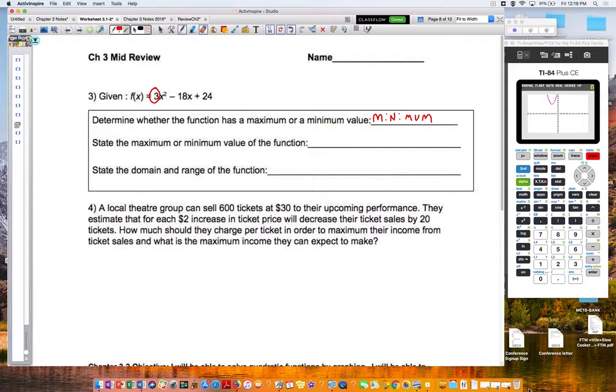So I need to, again, do my x equals negative b over 2a. So in this case, I have a positive 18, so it's the opposite of negative 18. 2 times 3 is 6, so I get 3. So right now, I know the x-coordinate of my vertex is 3. So now I need to find f of 3.